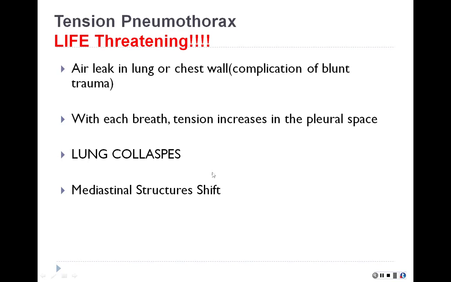Remember the tension pneumothorax. I said that is a life-threatening thing. I guess because I just barely mentioned it, I'm going back and hitting on it a little bit more. That's the one that is life-threatening. It's got to be corrected. Air's forced into the chest cavity, makes the lung collapse, and it'll also give you that shift of the mediastinum.